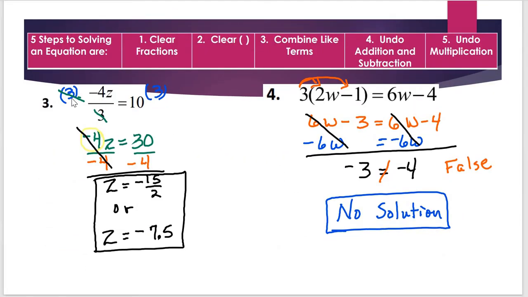Now the next one, you're going to do the same thing. You've got to get rid of fractions. So multiply both sides by your denominator of 3. 3 times a negative 4 is negative 12. Negative 12 divided by 3 will give you negative 4. Divide both sides by negative 4, and you see your answer is negative 15 over 2, or it is a negative 7.5. It depends on if you want to write it as a fraction.